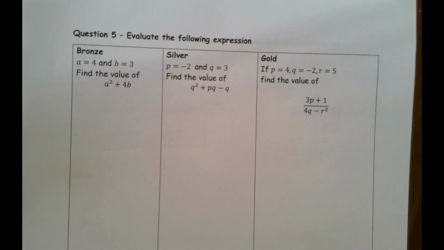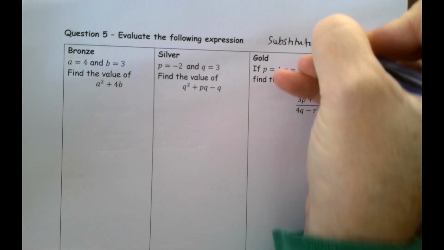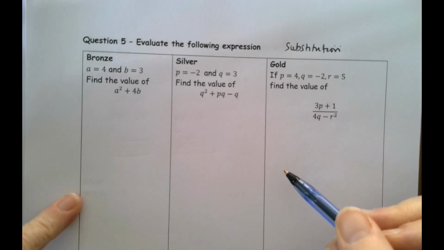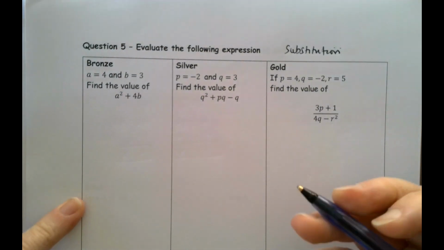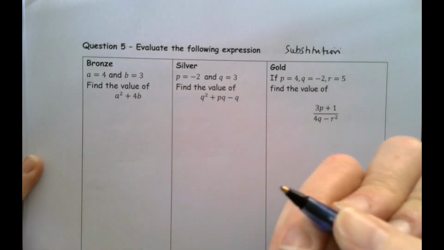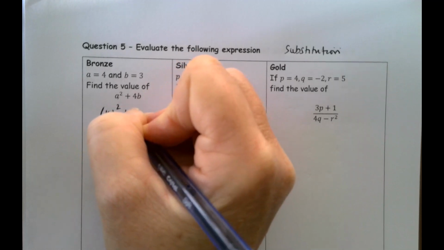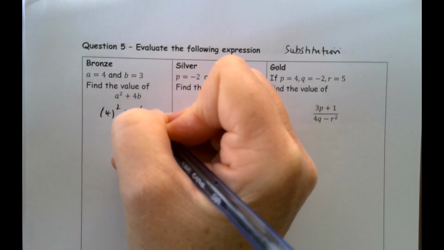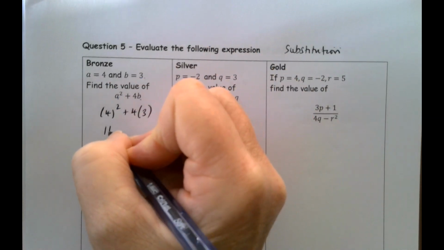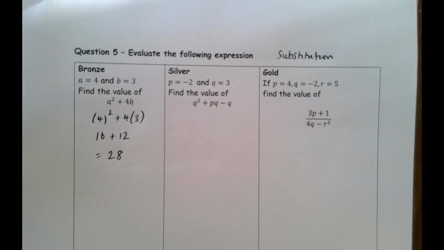Evaluate the following expression. This is also sometimes called substitution, and this is when we're using a formula. We have the quadratic formula, we have the coordinate geometry formulas, so we do need to know how to use them. A is 4 and b is 3. Find the value of a squared plus 4b. So that means wherever I have an a, I put 4, and wherever I have a b, I put 3. 4 squared is 16, 4 by 3 is 12. 16 and 12 is 28.